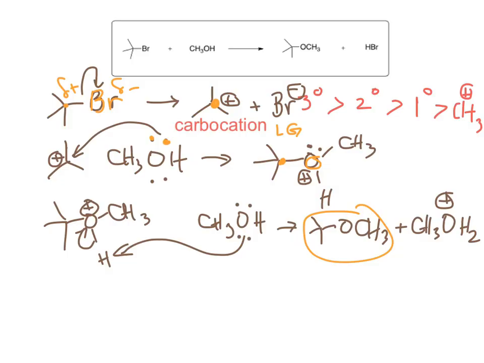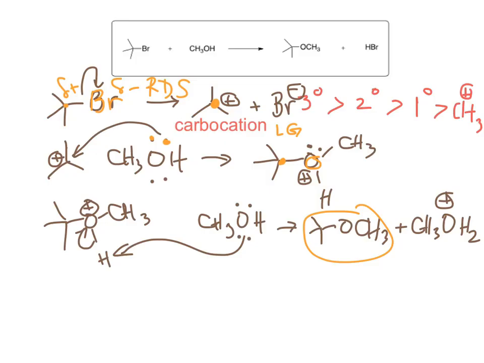Very important: carbocation formation is the slow step of the process, which means in this case the first step of the reaction. That is the rate determining step, RDS. The second and third are the fast steps of the process.